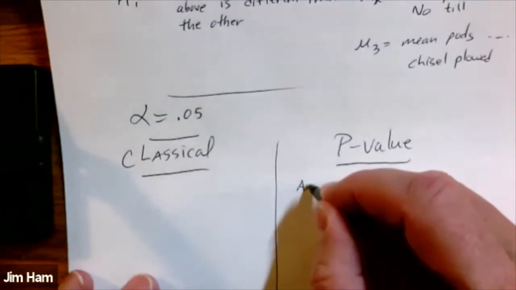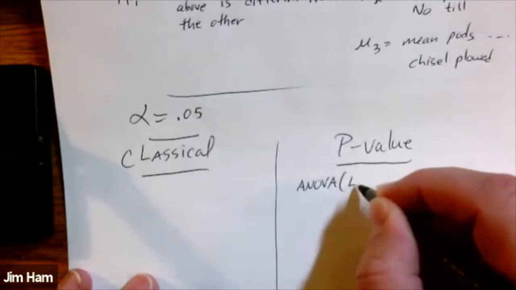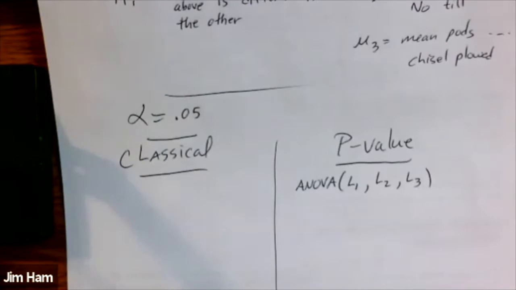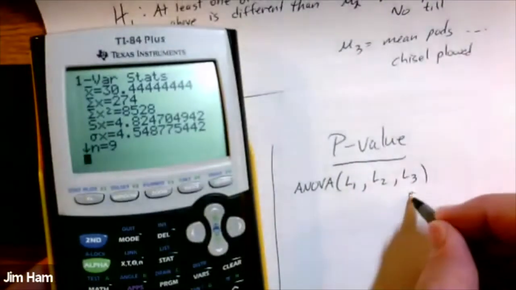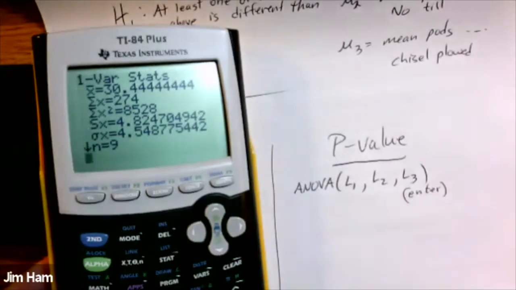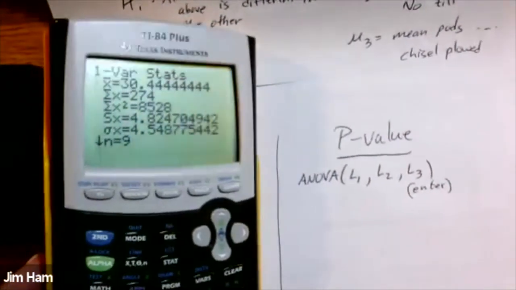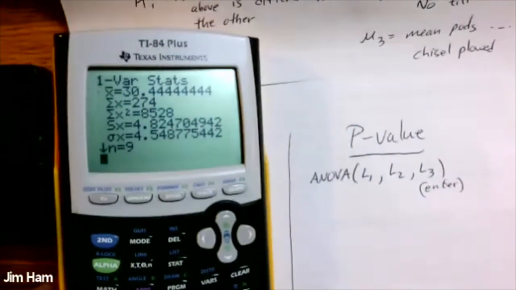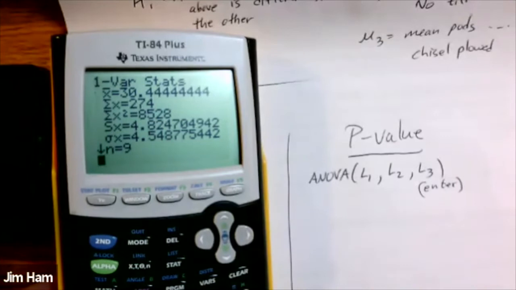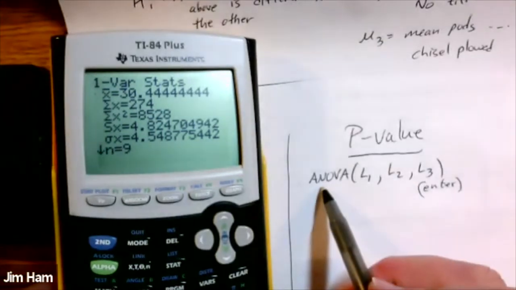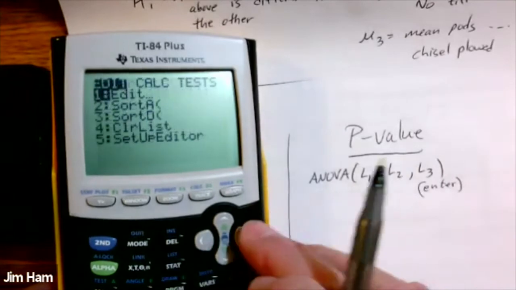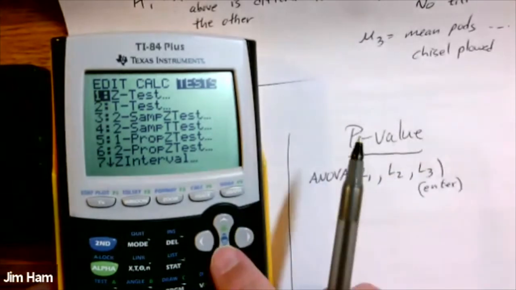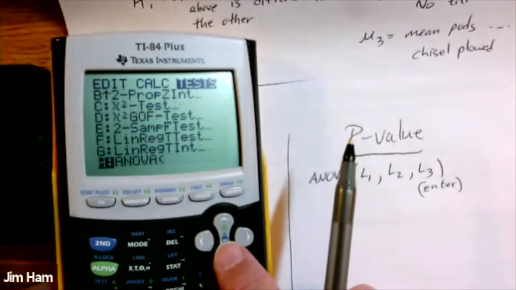So let's go ANOVA. And since we have three groups, L1, L2, L3, and then we're going to hit enter, and that's going to give us the p-value and the test statistic. Then we're going to write down all of the information from the calculator. All of our tests are in the stat test menu. This one is no different. If you go to tests, I think ANOVA may be the very last one there.